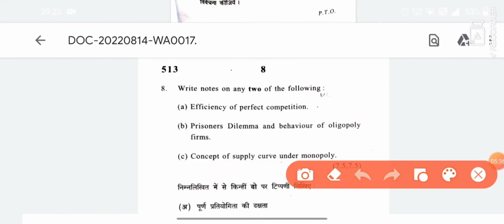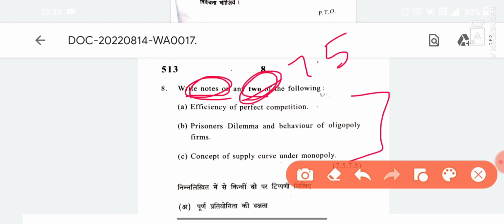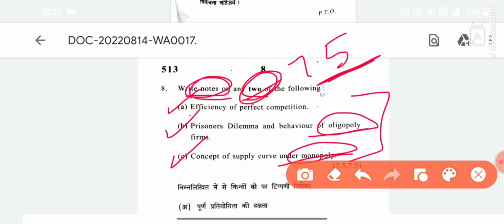Next and the last one is you need to write notes, not short notes, because it is for 7.5 marks each. You need to attempt any two from these, at 7.5 marks each. Efficiency of perfect competition, prisoner's dilemma and behavior of oligopoly firms, concept of supply curve under monopoly. So this is from the monopoly chapter, this is from the oligopoly chapter, and this is not from any chapter of SAM 2, this is from SAM 1. That means you have done perfect competition already in your SAM 1, so you can answer it here.